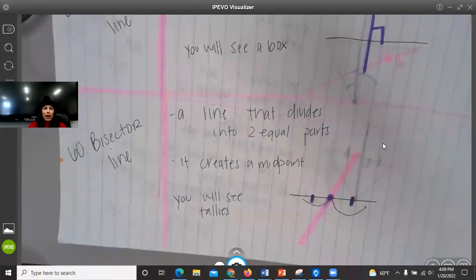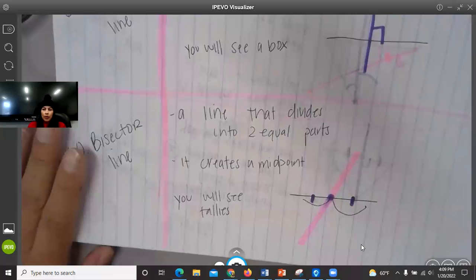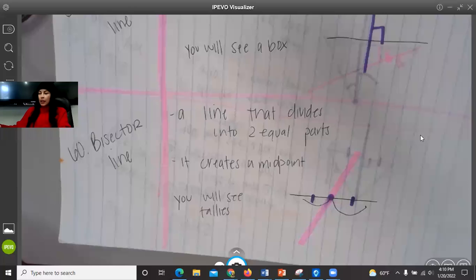All right, so get that copied. Let me go to the next page. All right, page 2.